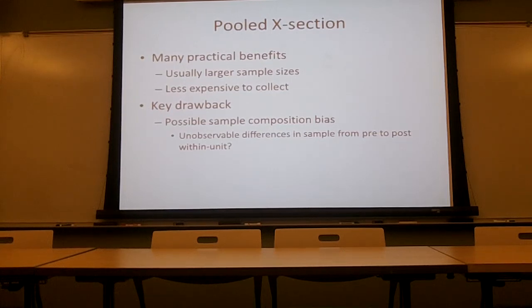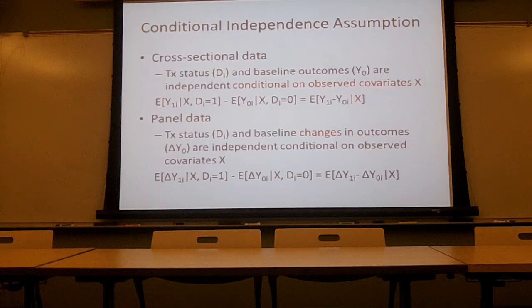I mean, usually it's cheaper to collect, and you can usually get larger sample sizes out of it because you're not having to follow exactly the same units over time. But be aware of the potential composition bias in your sample: you can have unobservable differences from pre to post that you can control for with panel data but can't control for with repeated pooled cross-section.